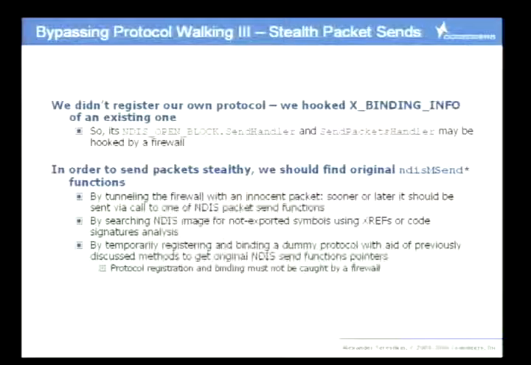protocol. And the original protocol, which we have hooked before, may be hooked by a firewall. So we can't rely on send handler or send packets handler pointers anymore. So there are three possibilities how to find original functions which may send packets to the network, bypassing any firewall installed. We may find these functions by tunneling the firewall, or by searching in this image, or by temporarily registering and binding a dummy protocol.